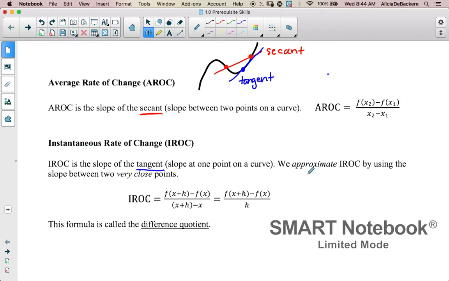We approximated the instantaneous rate of change in the advanced functions class by using the slope between 2 very close points. We chose the points with the x value x, and then we picked x plus h, and usually for h we used 0.01 in the advanced functions course. We're not going to do that in this course, but that's what we were used to before. Notice that when I simplify this in the denominator, when I subtract those 2 x values, the x's cancel out and I'm just left with h. We call this bit here on the end the difference quotient, and we're going to use this in calculus as well, but we're going to use it to actually calculate the instantaneous rate of change instead of just approximating it and getting close.